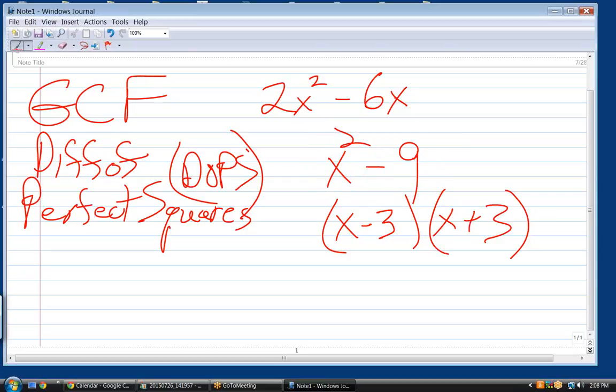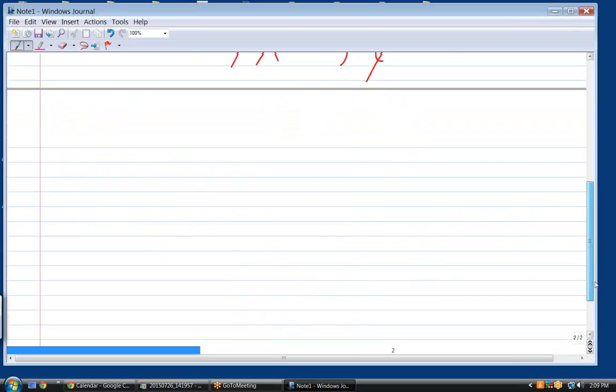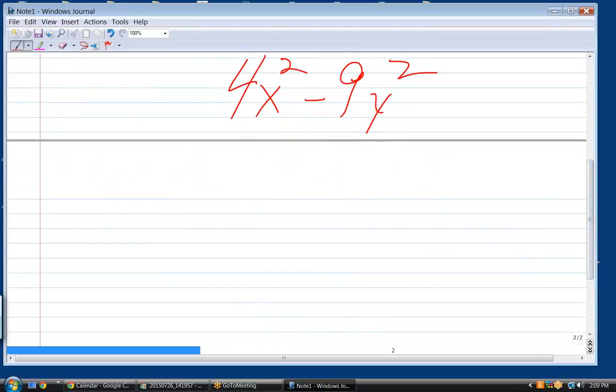So what is... Factor that using difference of perfect squares. What's the square root of 4x squared? 2x. 2x, okay. First one, always minus. The second one, always plus.